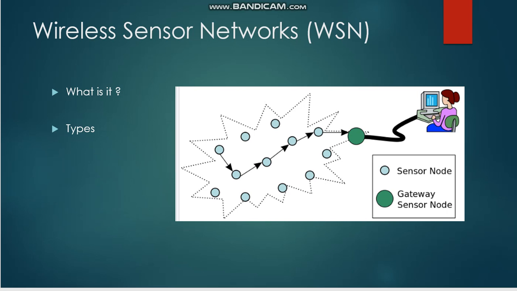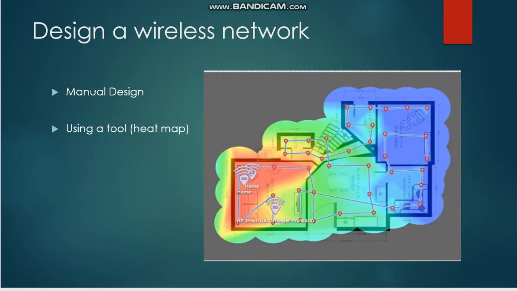Depending on the environment, the type of wireless sensor network used can be different. The main types of wireless sensor networks are terrestrial, underground, underwater, multimedia, and mobile.